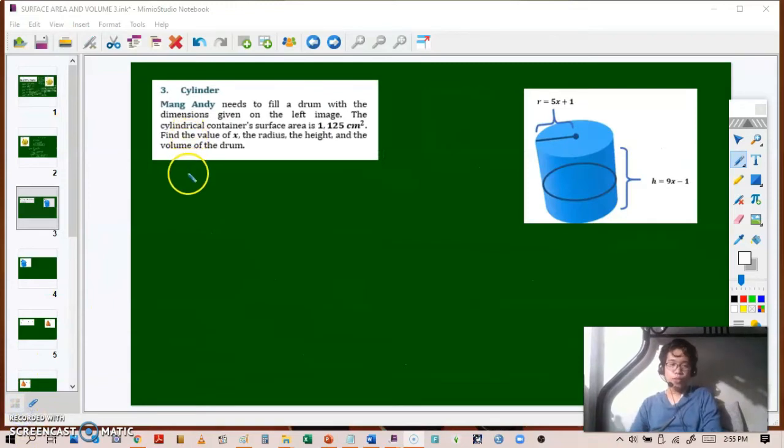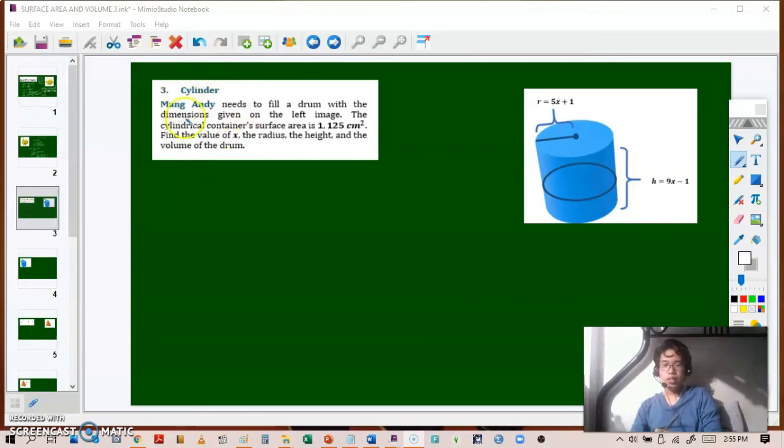Okay, so for the third problem, we have here a cylinder problem. Mang Andy needs to fill a drum with the dimensions given on the left image. The cylindrical container, or the drum's surface area, is 1,125 centimeters squared. So find the value of x given on the image, and the value of the radius and the height since they're given in algebraic expressions, and the volume of the drum.